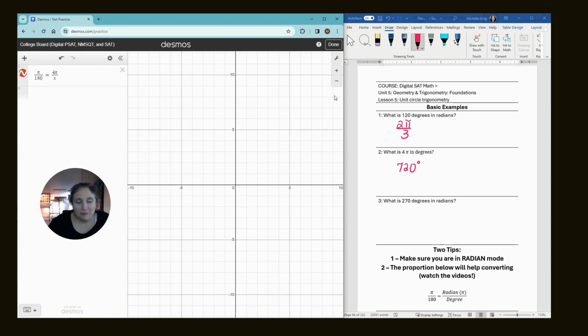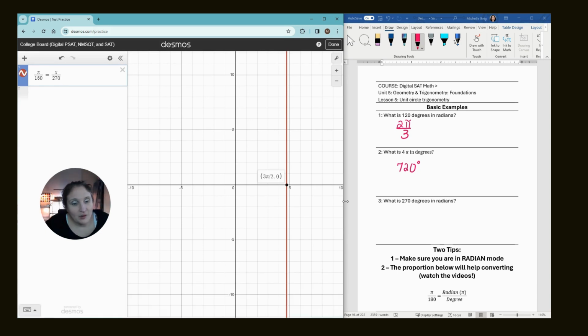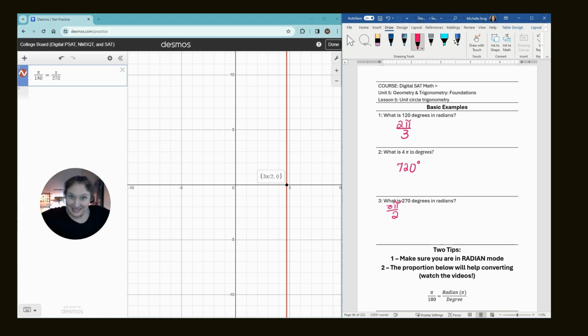All right, let's go to the next one. What is 270 degrees in radians? So now I'm trying to find the radians. My radians is on my top. That's going to be my x. I don't want the pi. I'm going to take out the x in the denominator and put in 270. And then I'm going to click the dot. What is 270 degrees in radians? Well, it's 3 pi over 2. Ta-da! Isn't that amazing? It's amazing.